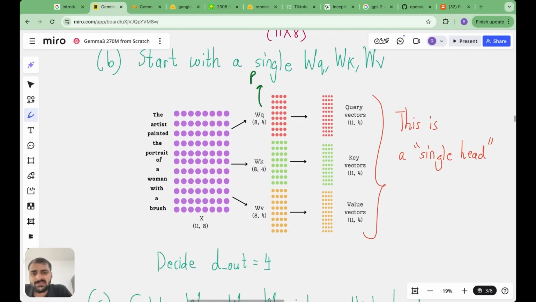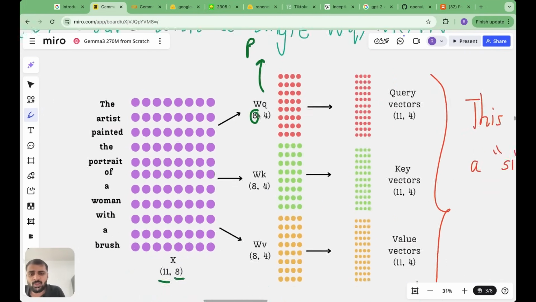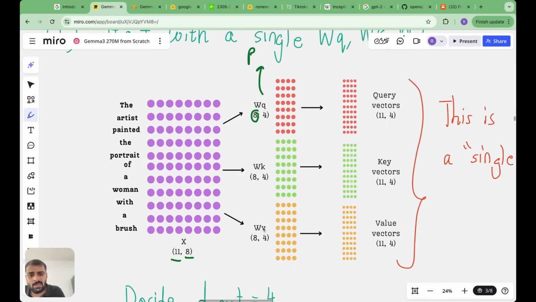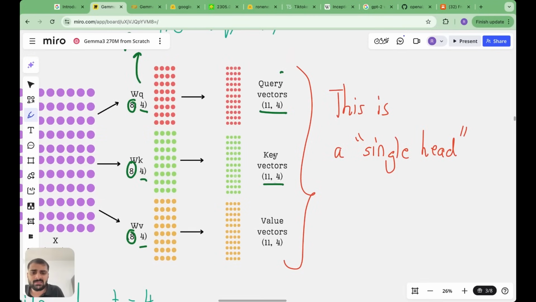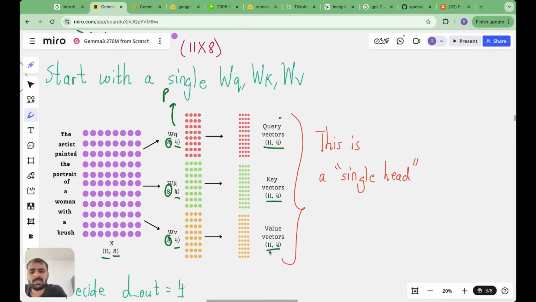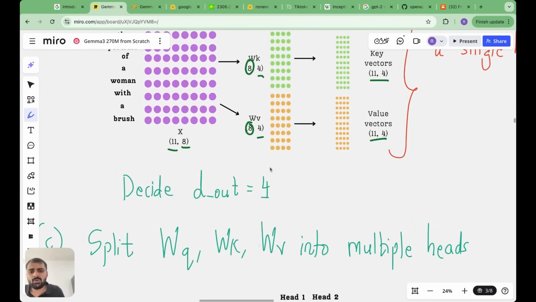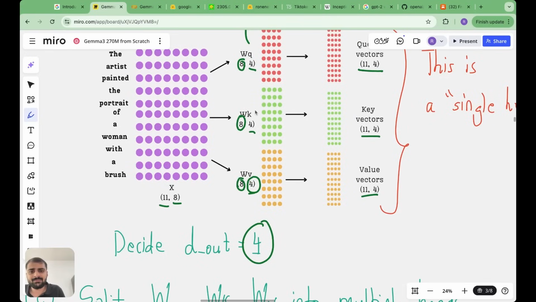The way it happens is as follows: you have this input embedding matrix, right? If the dimensions are 11 comma 8, the row dimension of the trainable query, key, and value weight matrices has to be 8, because this multiplication needs to go through. But the column dimension can be anything, so you can think of this as an output dimension. When you multiply the input with WQ, WK, and WV, you get these query vectors. The query matrix is 11 comma 4, the key matrix is 11 comma 4, and the value matrix is 11 comma 4. Here D out is equal to 4, which is the output dimension.